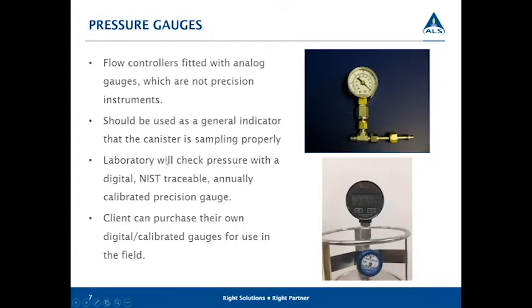The laboratory checks for pressure with a digital NIST traceable annually calibrated precision gauge when they receive the can back at the lab. And here's a picture of a digital gauge. The client can purchase these on their own for use in the field if you wish.